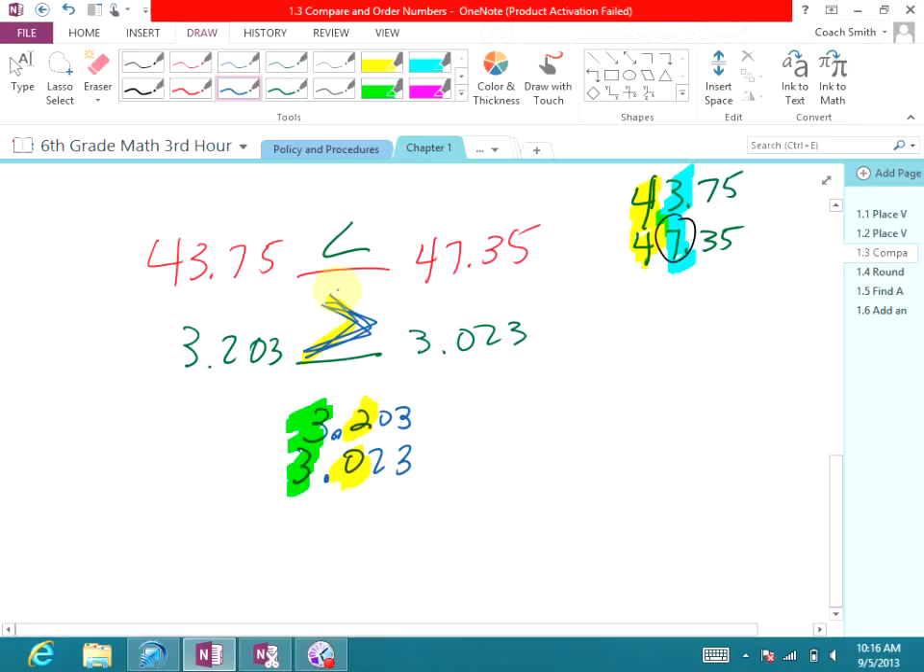All right, so it is the greater than sign. The greater than sign is what goes in the blank because 3.203 is larger than 3.023. Another way that I look at it is this way. That's $3.20. This is $3.02. I'd rather have $3.20 than $3.02. The other numbers back here don't really matter.